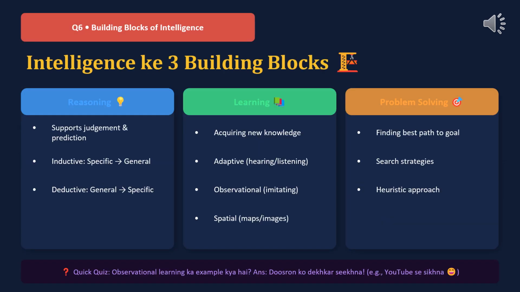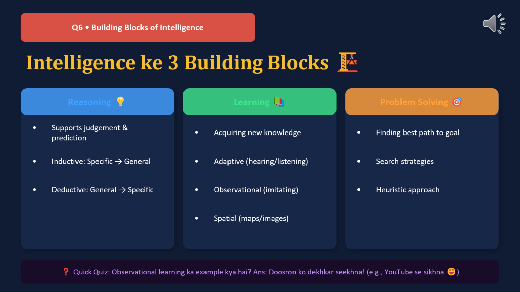Slide 7. Building blocks of intelligence. Intelligence is built upon 3 important components: reasoning, learning, and problem solving. Reasoning helps in making judgments and predictions. It can be inductive, where we move from specific observations to general conclusions, or deductive, where we apply general rules to specific situations. Learning allows systems to acquire new knowledge and improve over time. Problem solving focuses on finding the best solution to achieve a goal.